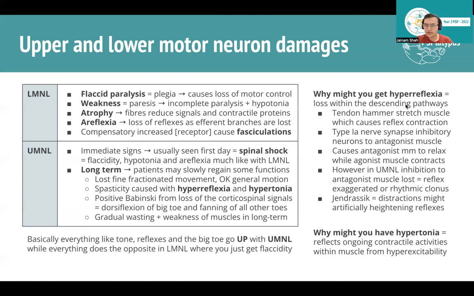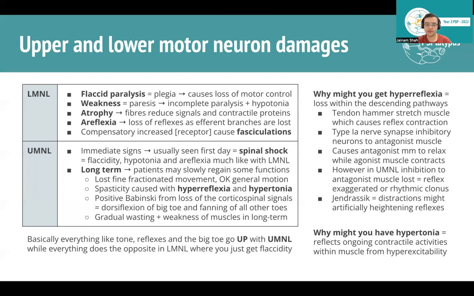It's because of that loss of descending pathway. So remember how reflexes work, right? A tendon hammer, when you hit a muscle, and I'm assuming that you're doing this in a clinical setting, you hit the muscle, it causes a reflex contraction. You have type 1A nerves that synapse onto inhibitory neurons to antagonize onto the antagonist muscle. So the antagonist muscle relaxes while the agonist muscle contracts.